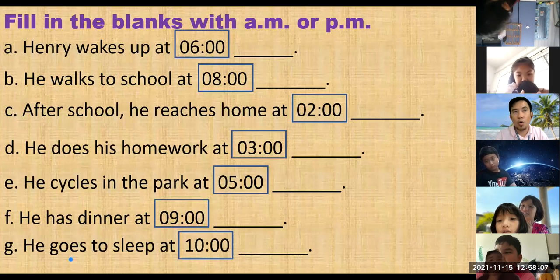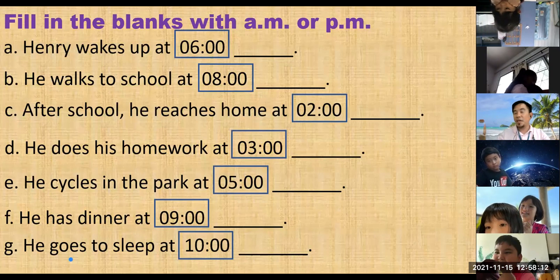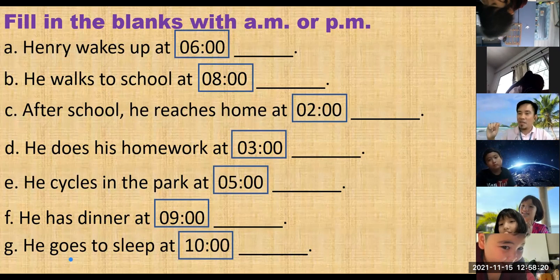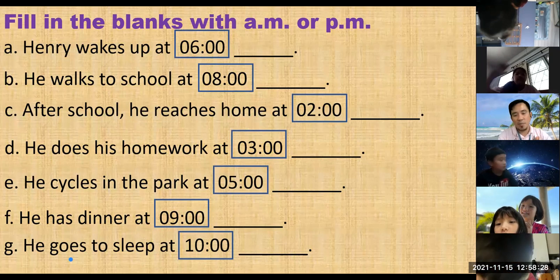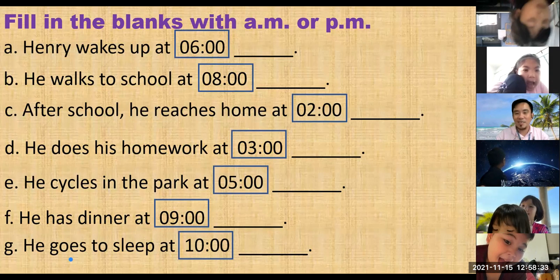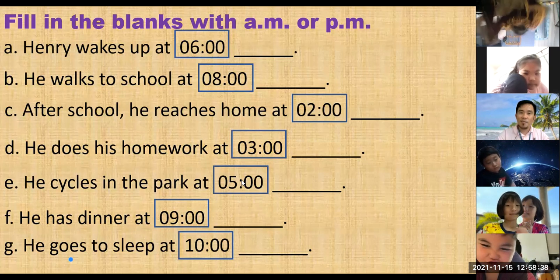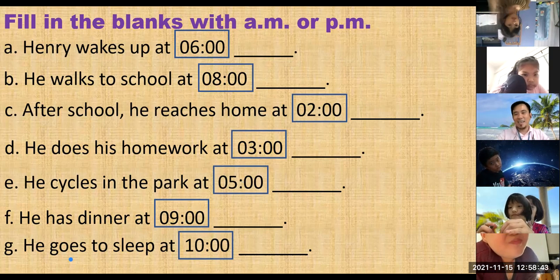Write it in your notebook or on an A4 paper because you will stick it on the wall so that every day you will see that I have to wake up at 6 in the morning, have my breakfast at 7 in the morning, have class at 8 in the morning, up to nighttime, sleep at 9 or 10 at night. So just make a schedule or your daily routine, take a photo and send it to our group line.